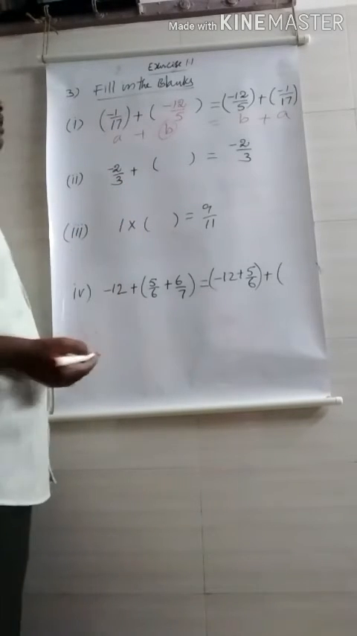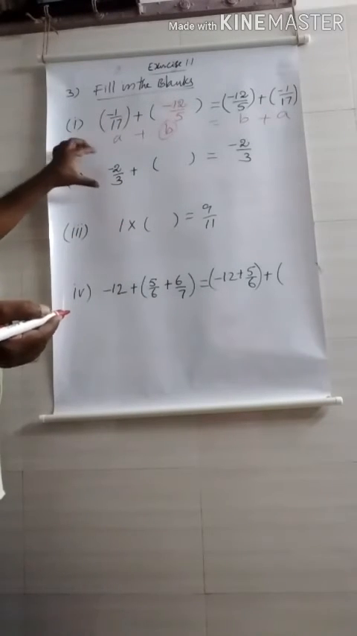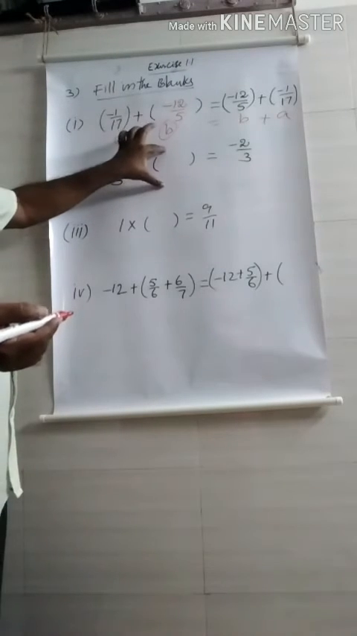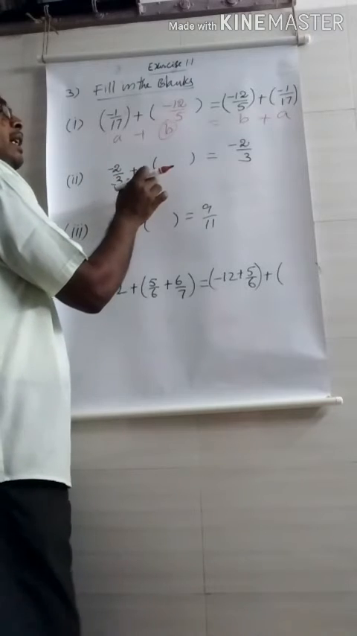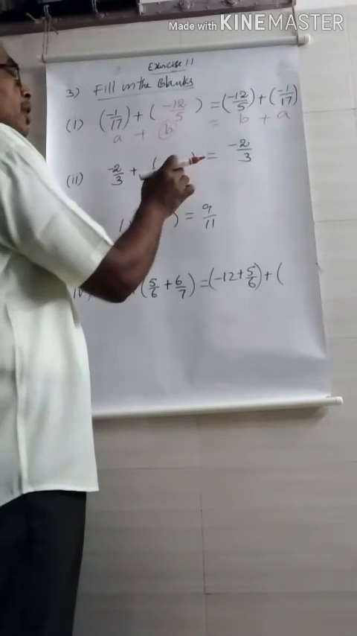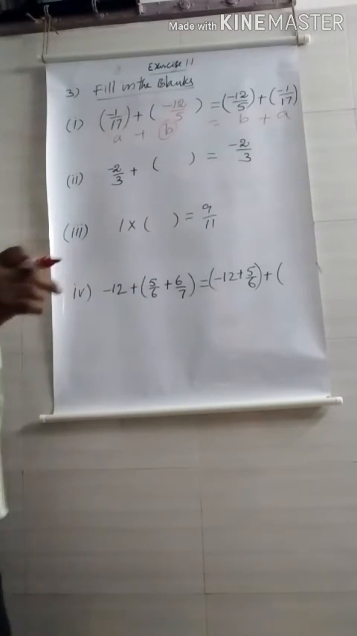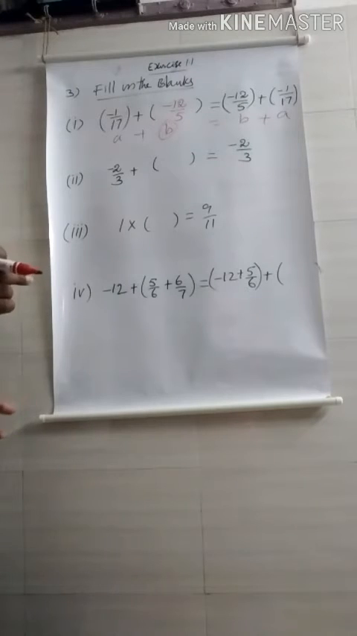Now we move to the second one. What is in the left hand side? -2/3 plus dash equals -2/3. What number do we add to -2/3 to get -2/3? You may think about it. It is simple logic.